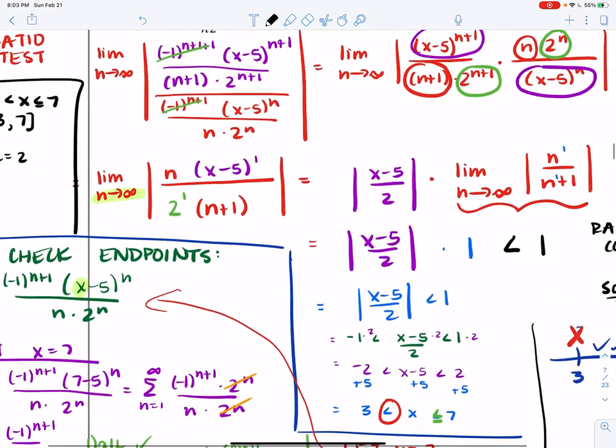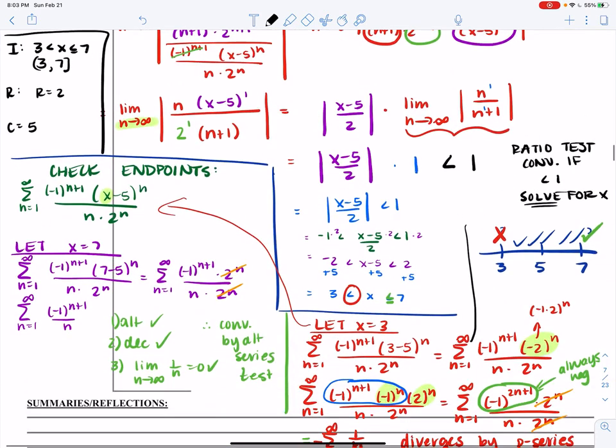So all of this work to basically find out, I can use this as an approximation only if I'm within 3 and 7, not including 3. Okay?